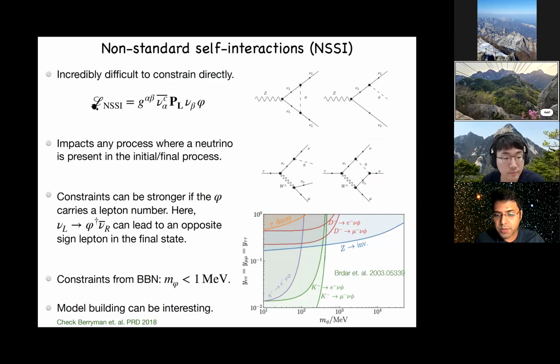Now, this operator is far more difficult to constrain because this operator affects only the neutrinos themselves. They do not affect the charged leptons. Of course, how you can write down this operator is a different question, and I'll talk about that later.